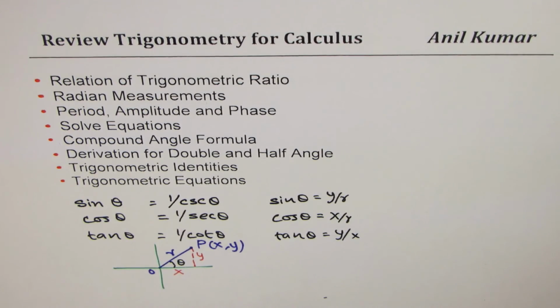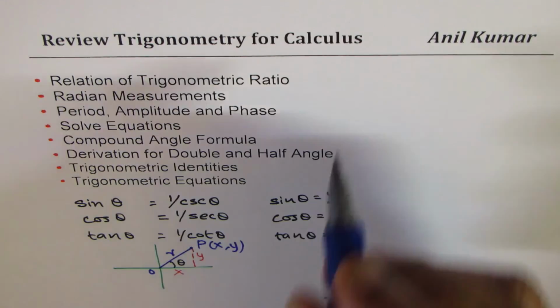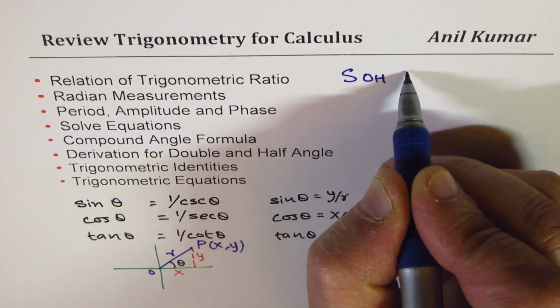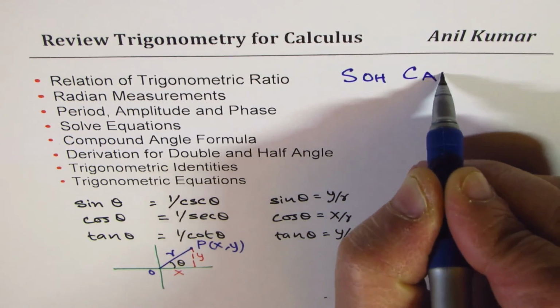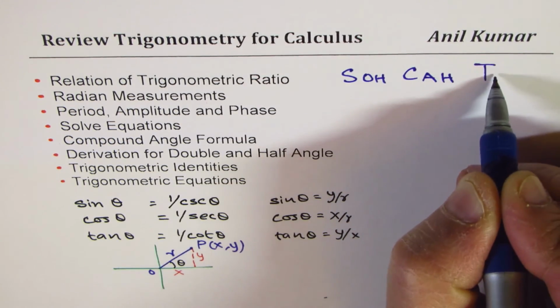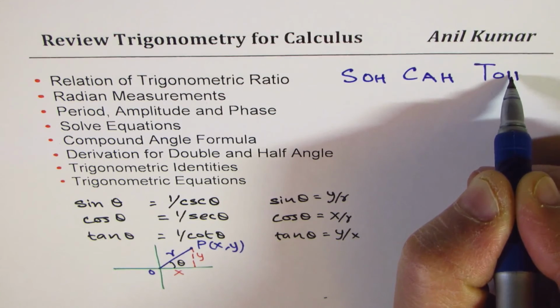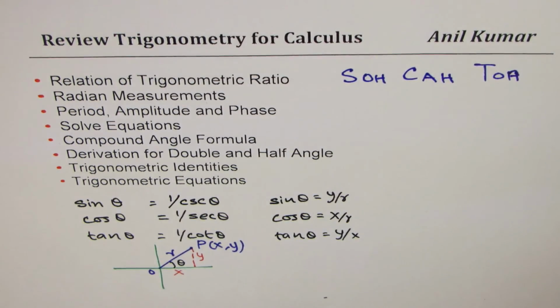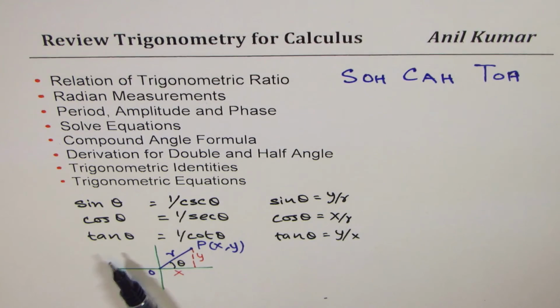To remember all these things, we have been using an acronym which we say SOHCAHTOA. Let me write here. Sine is opposite over hypotenuse, cosine is adjacent over hypotenuse, tan is opposite over adjacent side, right? So that is tan. Correct. Now these are the reciprocal ratios.